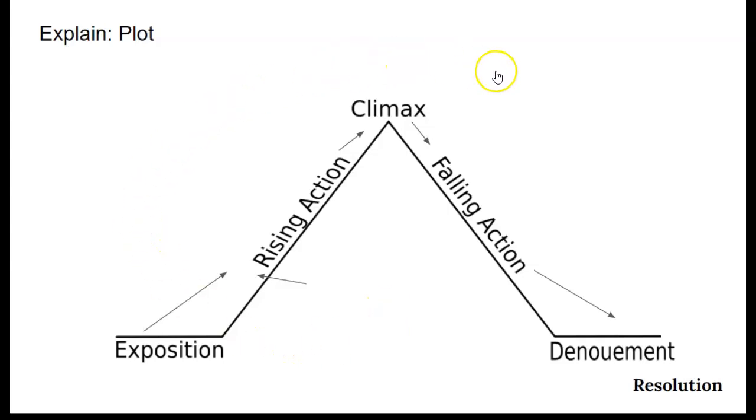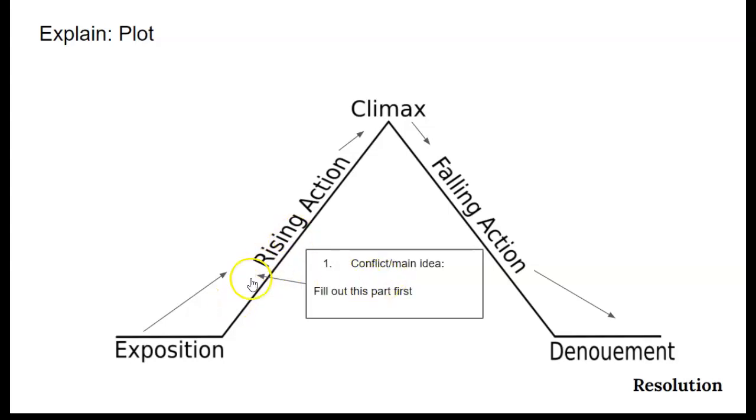So we are going to plot a story, and I'm going to show you how to do that. There's a certain way I like to do it because to me, it's the easiest way. The first thing I usually like to do is plot the conflict. The conflict usually comes in the rising action. However, it's the central point of our story. Everything that's on the plot is always going to be connected to the conflict, okay? So that's why I like to fill it out first.